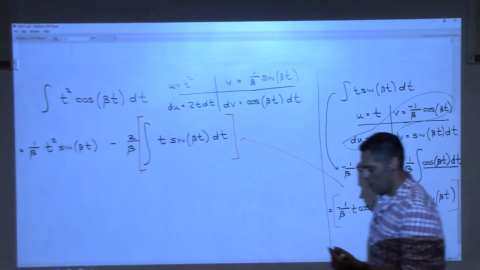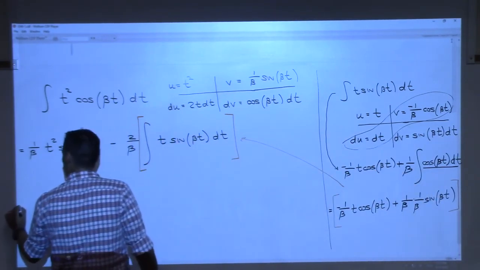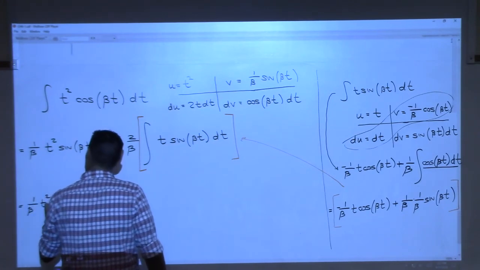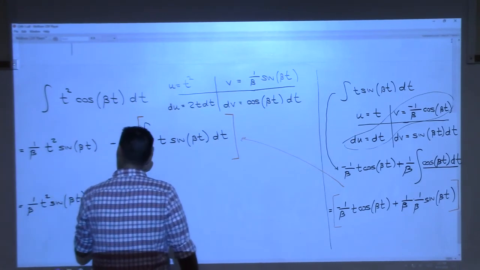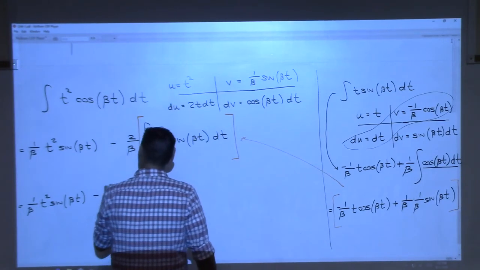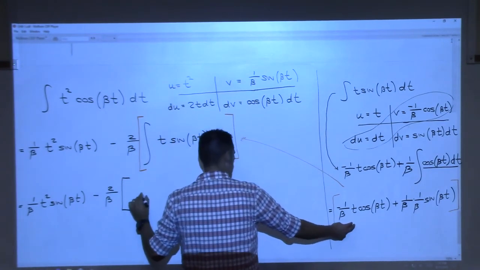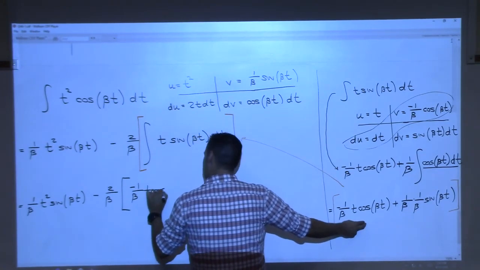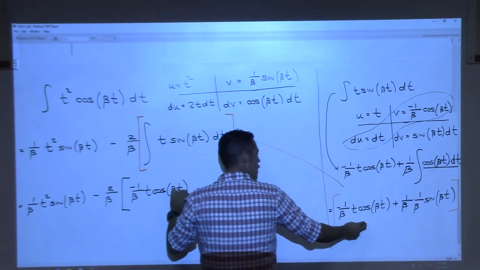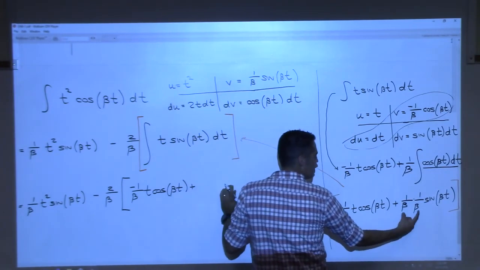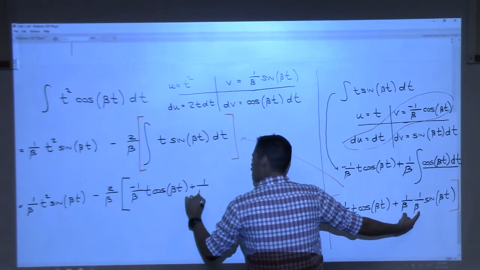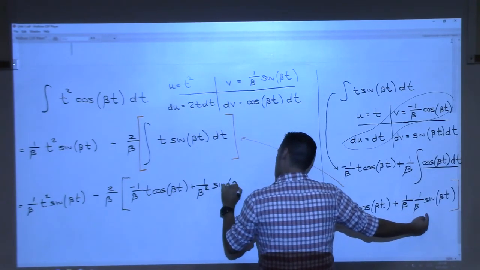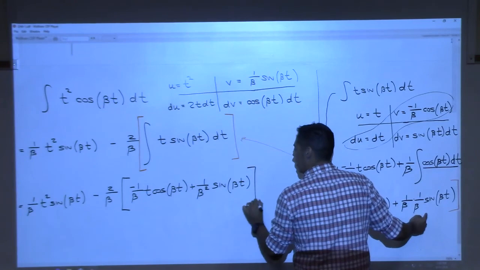So now I start putting it all together. 1 over beta t squared sine beta t minus 2 over beta, bracket, negative 1 over beta t cosine beta t plus, can I make this 1 over beta squared? Okay, 1 over beta squared sine beta t, and close bracket, and then plus c.